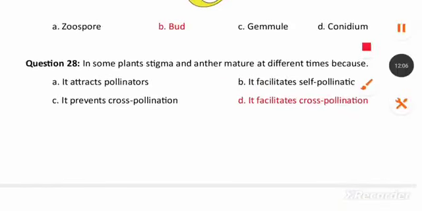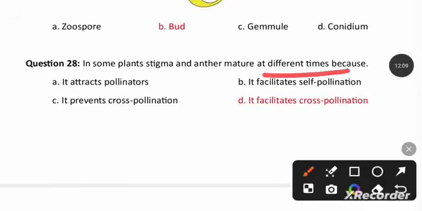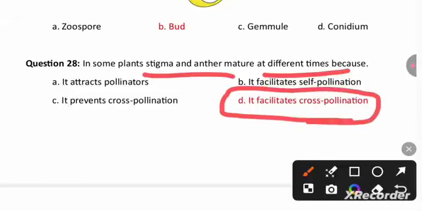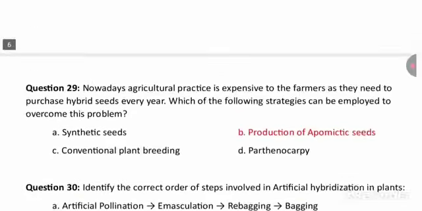In some plants, stigma and anthers mature at different times. This is to increase cross-pollination and to decrease self-pollination. This is one type of method to increase cross-pollination, called outbreeding devices.